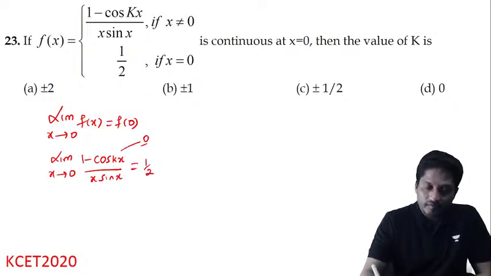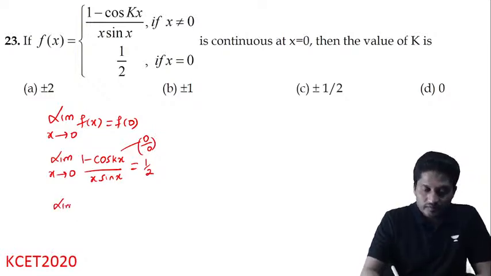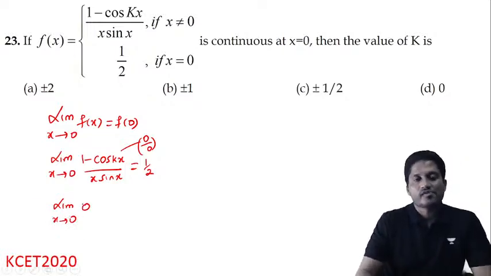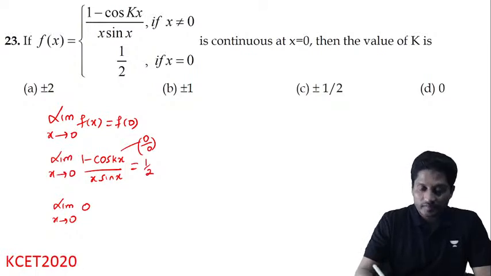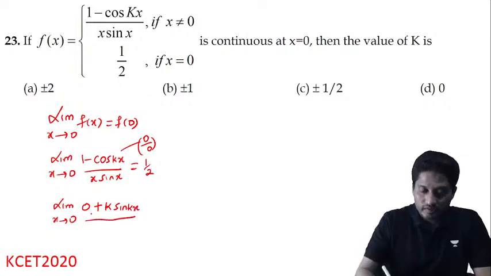f of 0 is 1 by 2. Now this is of the 0 by 0 form. We'll use L'Hopital's rule. Limit x tends to 0. Differentiation of 1 is 0, right? Differentiation of cos kx is minus k sin kx, so this is plus k sin kx. In the denominator, I'll use the product rule, u into v dash plus v into u dash, is equal to 1 by 2.